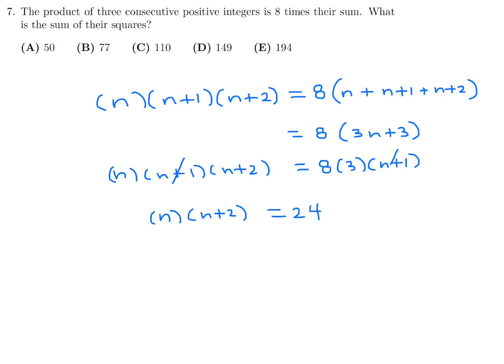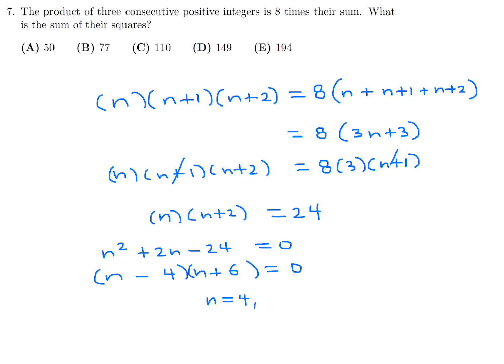Now, at this point, I can put everything on one side and do a quadratic, or you can do it by inspection. Two numbers multiply to 24, and they are 2 apart. If you can do it by inspection, that's great. If you can't, no problem. I'll expand it out like this, and we can factor like that. So we have two numbers that multiply to give 24, 4 and 6, and then positive, negative, I believe. Yeah. So that means n is equal to 4 or negative 6. It can't be negative 6 because they tell you they're positive integers, so n is 4.